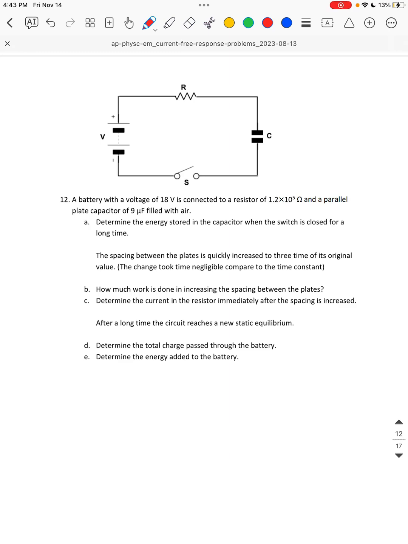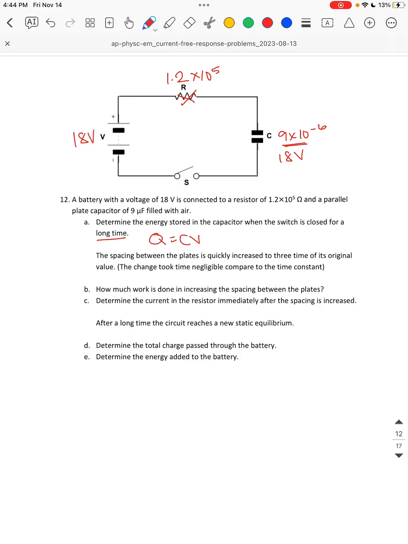For problem number 12, we've got a battery with a voltage of 18 volts. Resistor is 1.2 times 10 to the fifth. Capacitor is 9 times 10 to the negative 6. And we want to find the energy stored in the capacitor, which, because I have capacitance, and it says after a very long time, I know that the voltage through the capacitor is also going to be 18 volts because it's going to be a roadblock, and this is not going to have any voltage drop because the current is 0.